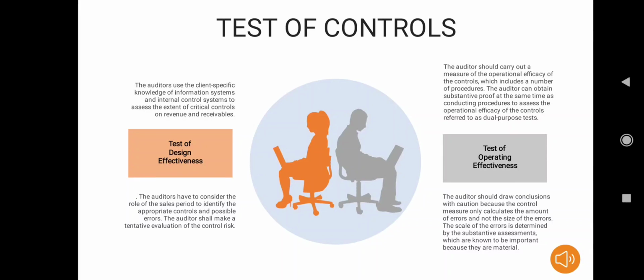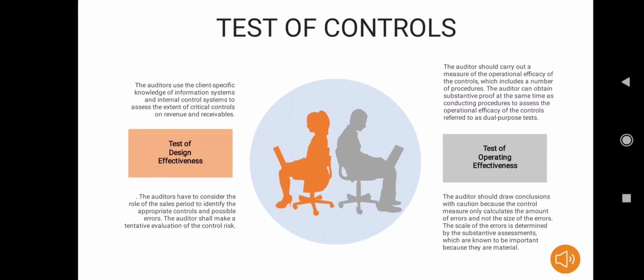Testing of controls requires testing of design, efficacy, and operational effectiveness. Okay, next. Tests of controls are divided into two types, which are test of design effectiveness and test of operating effectiveness. First, test of design effectiveness. The auditor uses client-specific knowledge of information systems and internal control systems to assess the extent of critical controls on revenue and receivables. The auditors have to consider the role of the sales period to identify the appropriate controls and possible errors. Once the auditor recognizes the existence and absence of the appropriate controls, the auditor shall make a tentative evaluation of the control risk.